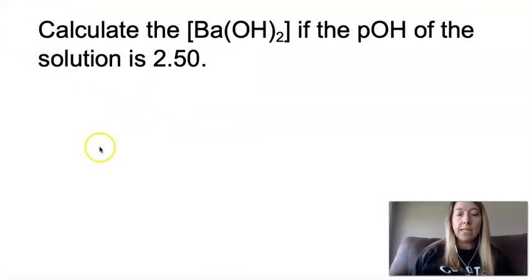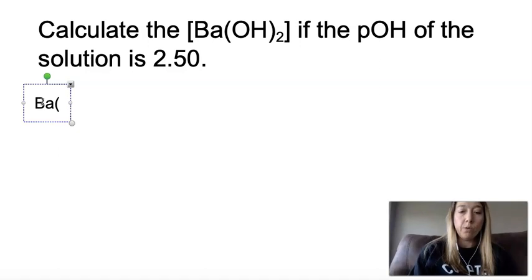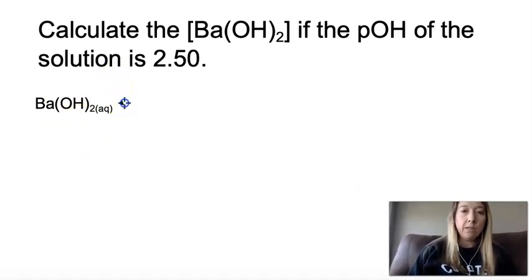Okay, so our next example is calculate the barium hydroxide concentration if the pOH of the solution is 2.50. So we want to take a second and think about it. If we know the pOH, what we can get from pOH is concentration of hydroxide. The question is asking us to find the concentration of barium hydroxide. So because we're dealing with an ion concentration, we're going to have to write our dissociation equation. Okay, so we're going to have our barium hydroxide, and then this is going to dissociate into those barium ions.